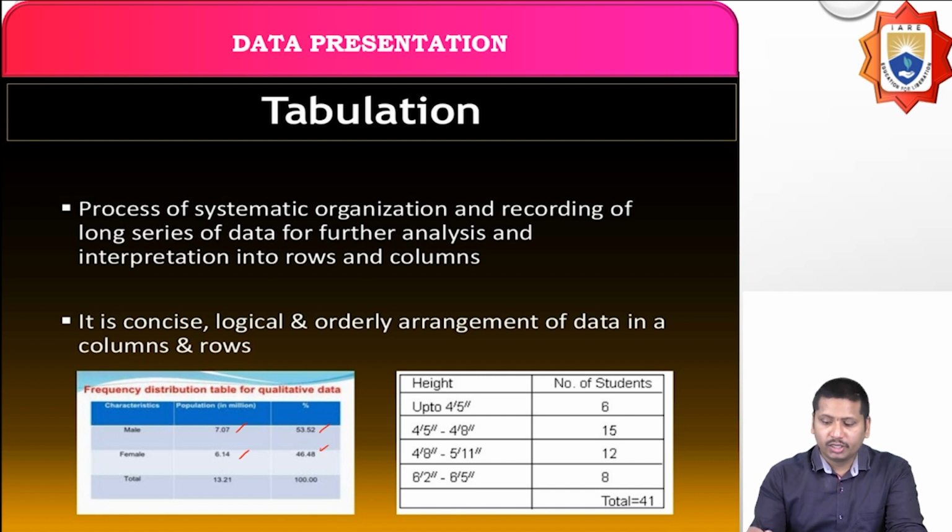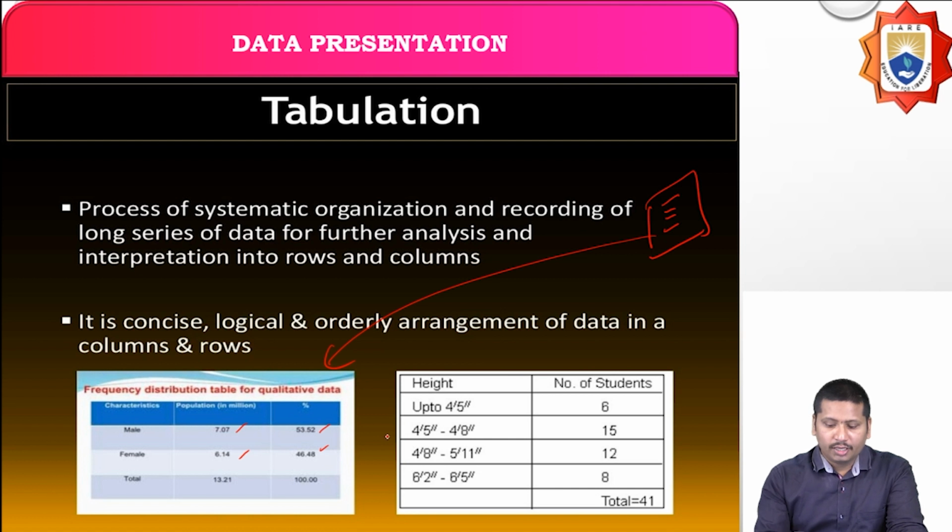So normally whatever data we are getting would come in the form of text. So normally that is going to be represented in the form of a table of rows and columns, so that you can clearly understand instead of studying the paragraph and all. So the process of systematic organization and recording of long series of data for further analysis and interpretation into rows and columns means that it should be very concise, logical, and orderly arrangement of data into rows and columns.